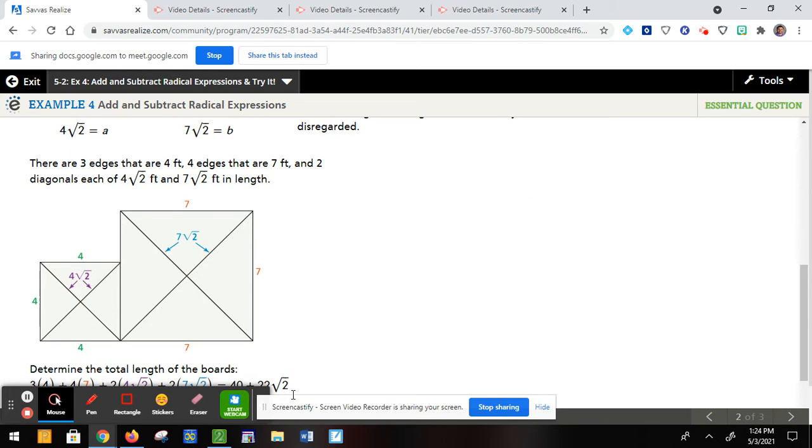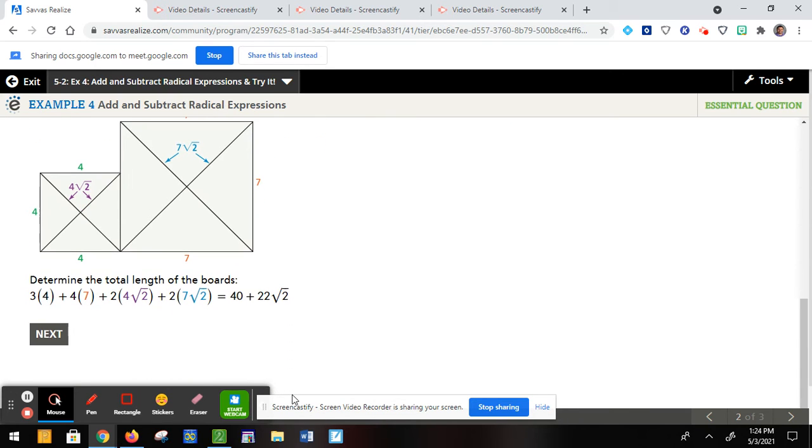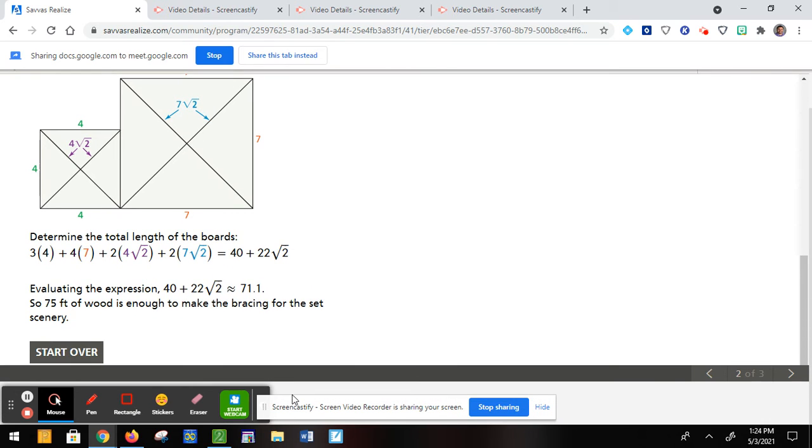So there are 3 edges that are 4 feet, and 4 edges that are 7 feet, and 2 diagonals each that are 4 root 2 feet and 7 root 2 feet in length. So you need to add all of them up. So this is that expression written out. You got 3 times the length of 4, 4 times the length of 7, 2 times the length of 4 root 2, and 2 times the length of 7 root 2. You add them all up, you get 40 plus 22 root 2. If you evaluate that expression and round to the nearest tenth, you get 71.1. So 75 feet would be enough.